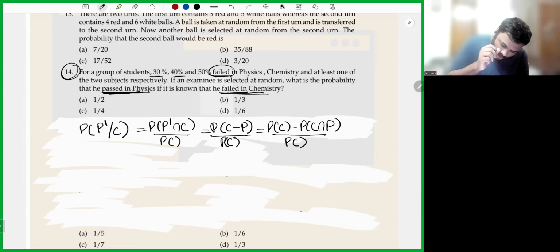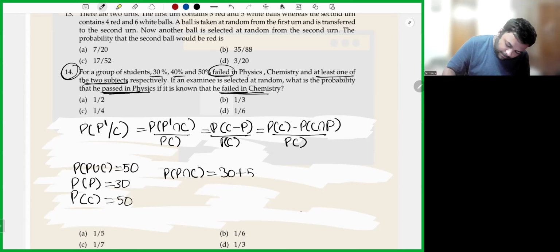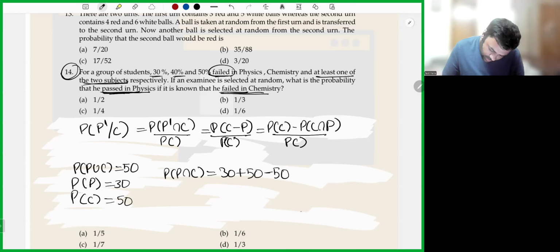Now, my dear friends, at least one of the two subjects is given. At least means union, right? P of P union C is given as 50. P of physics 30. P of chemistry is given as 40. Then what is P of P intersection C? P of P plus P of C minus P of P union C. 30 plus 40 minus 50. 70 minus 50, 20.